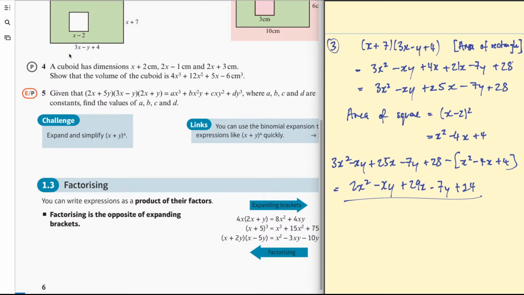So, how do we find the volume of a cuboid? Can somebody tell me that? How do you find the volume of a cuboid?